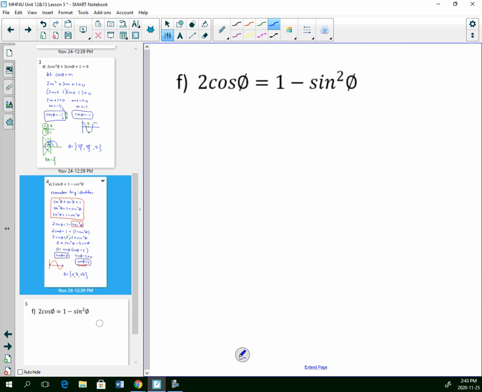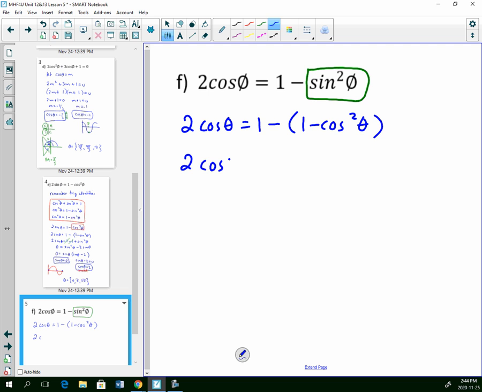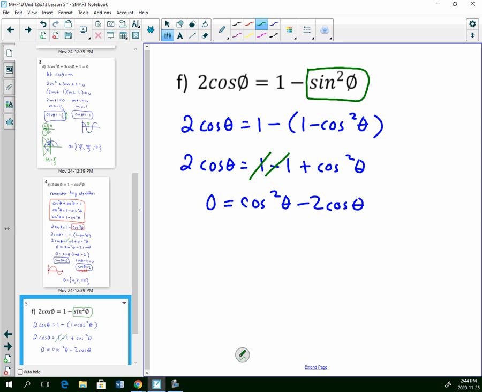Okay, let's do one more. So this one has a cos and a sine again. This time it's the sine that's squared. So I'm going to replace this sine squared with 1 minus cosine squared. And then we'll do the same thing. I'm going to remove the brackets. And then I'm going to collect them to the right. So I'll bring the minus 2 over. 1 minus 1 is 0. And then I'll just factor. So I see a common cosine.